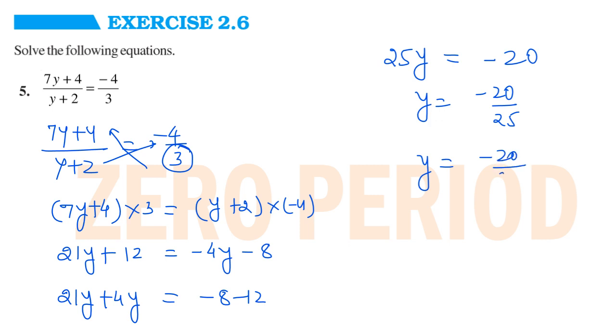When we simplify this fraction, we can cancel it by 5: 5 4s are 20 and 5 5s are 25. So our answer will be -4 by 5, and I think this is the correct answer. Instead of the previous one, you do the correction, and if in this place 2, that was the correct solution which I have done earlier. Now move to the next question.